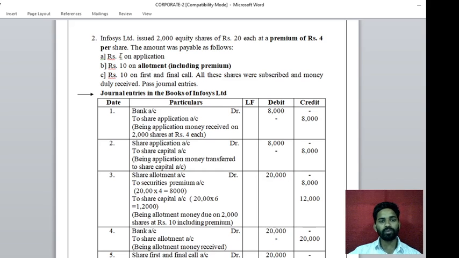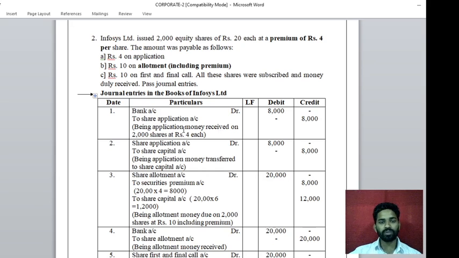Now we will pass the journal entries. Rupees 4 on application, and you know the entry. Bank account debit rupees 8000. How is it 8000? This 2000 into 4 is 8000. To share application account credit rupees 8000, being application money received on 2000 shares at rupees 4 each.